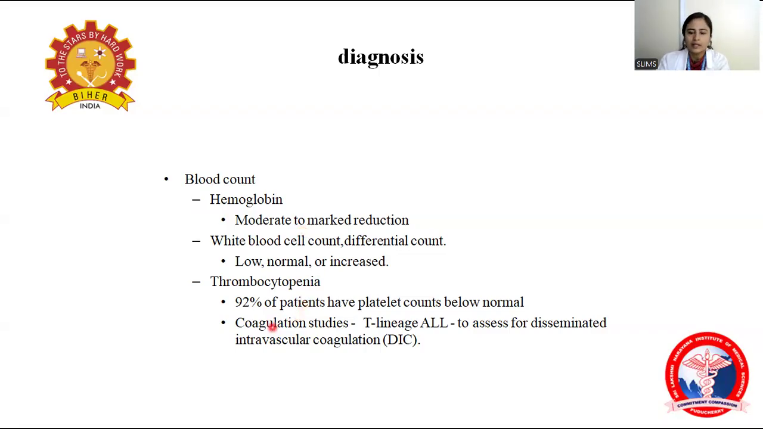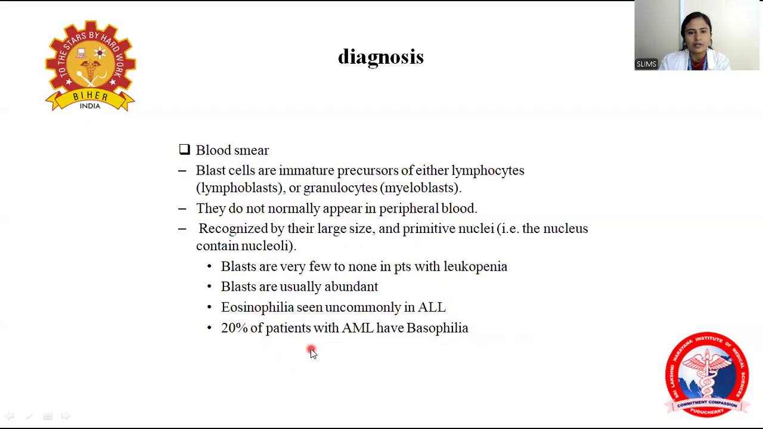There will be thrombocytopenia. 92% of patients have platelet counts below normal. Coagulation studies should also be done in this patient, because in T lineage acute lymphoblastic leukemia we need to assess for disseminated intravascular coagulation.